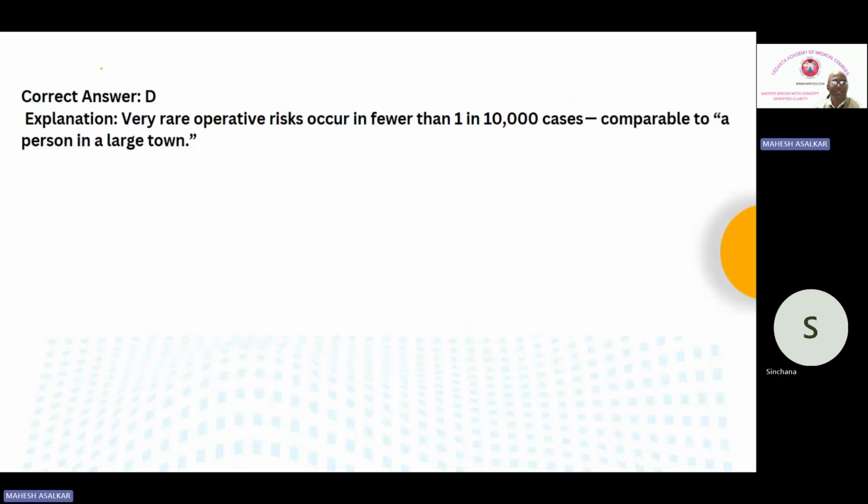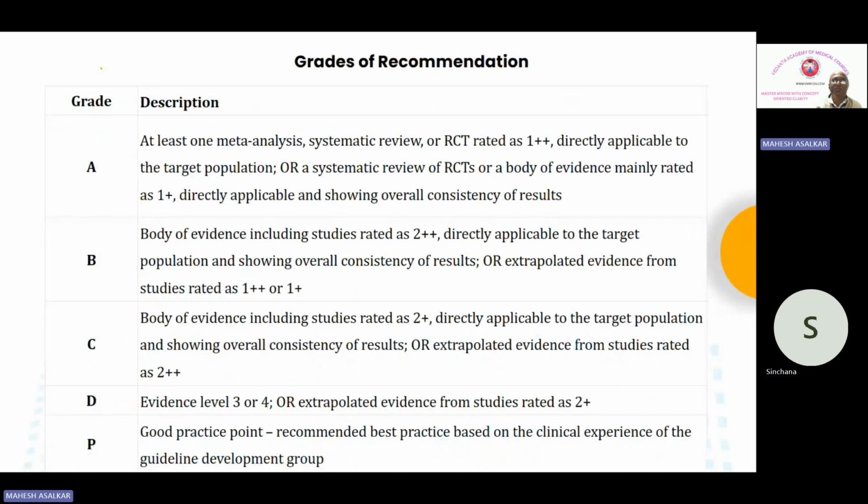So the answer for this question was D, that is very rare: operative risk occurs in fewer than 1 in 10,000 cases, comparable to a person in a large town. Now we'll go ahead with the grades of recommendation. First thing, there are two things. One is a level of evidence and second is a grade of recommendation.